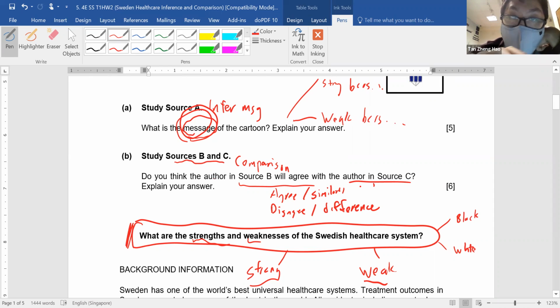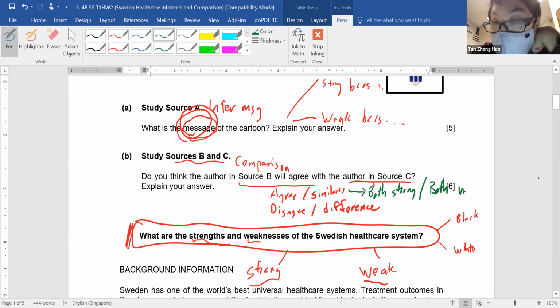What can they be similar in? Let me just use a different color. Maybe they are similar in both saying strong, or maybe both sources will criticize the Swedish healthcare system for being weak, very bad. Or maybe they are different because one says strong and one says weak. Maybe source B says strong, source C says weak, or the reverse, source C says strong, source B says weak.